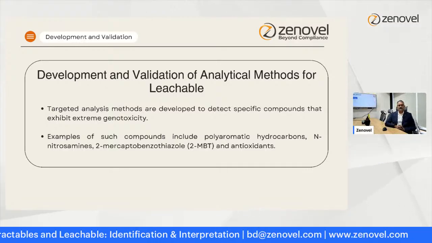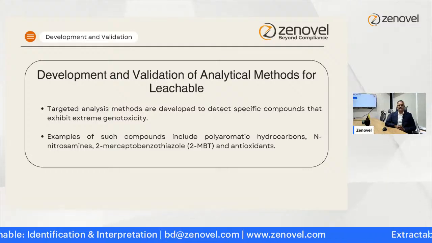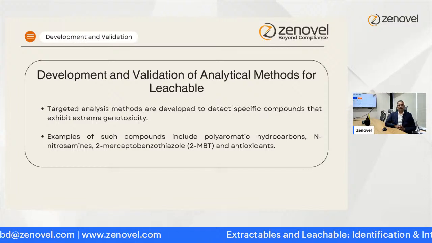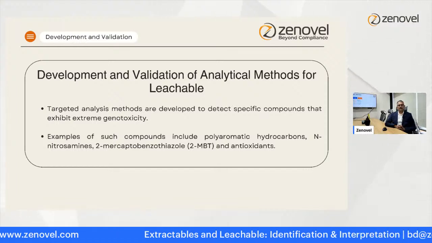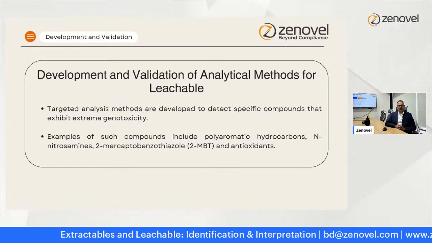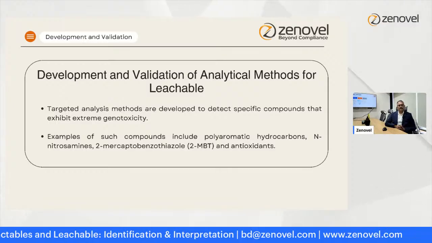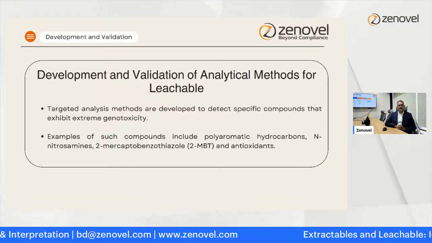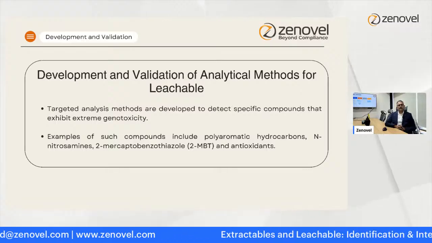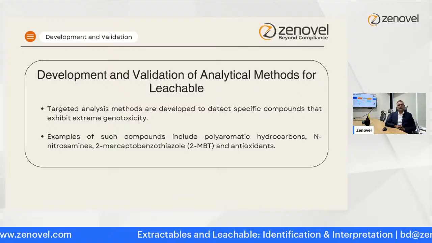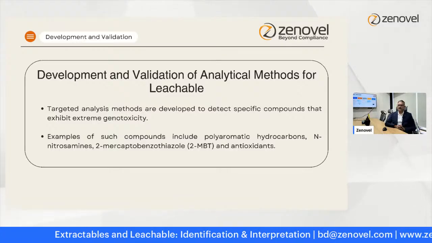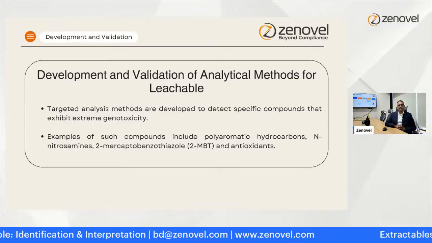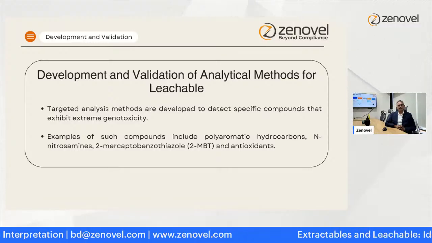Targeted analysis methods are developed to detect specific compounds that exhibit extreme genotoxicity. Examples of such compounds include polyaromatic hydrocarbons, nitrosamines, 2-mercaptobenzothiazole, and antioxidants. And we all know that nitrosamines are in the picture nowadays, and for oral products it is required to identify possible nitrosamine impurities.